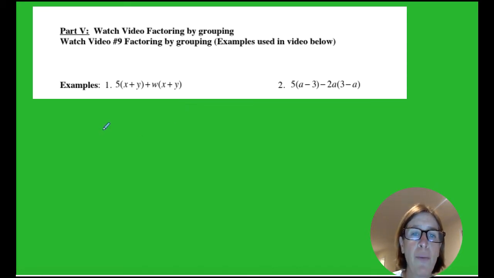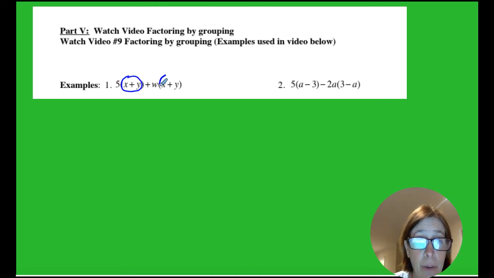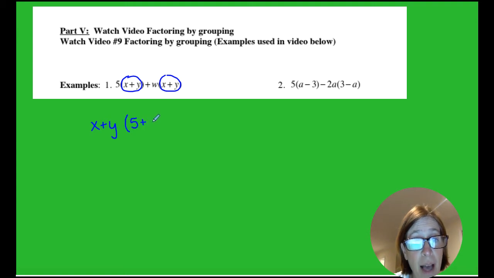So factoring by grouping, we have to be able to do one thing really well. We have to recognize when we have a greatest common factor that's an expression, such as in example 1. The 5 is being multiplied to x plus y and w is being multiplied to x plus y. So the greatest common factor of these two terms is actually x plus y. It's in both. So that's the GCF. It gets pulled out to the front and you're left with 5 plus w. And so you have factored it.